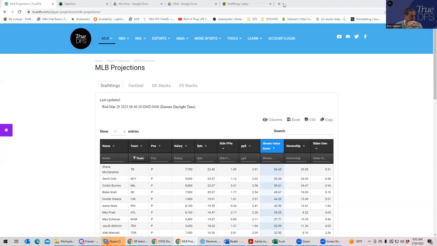So when you are a premium member, what you get is this view, which is the projections page. You'll see that there is a tab for DraftKings, FanDuel, and then also DK Stacks and FanDuel Stacks, which we're going to get to. So we're going to be focusing on DraftKings, but we'll show you the differences in a minute.